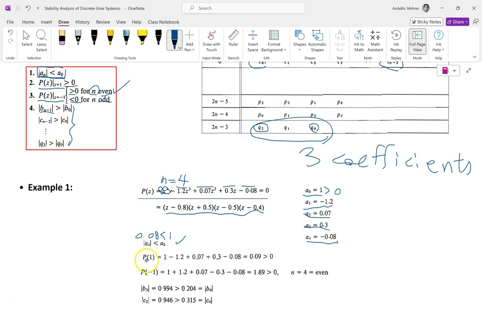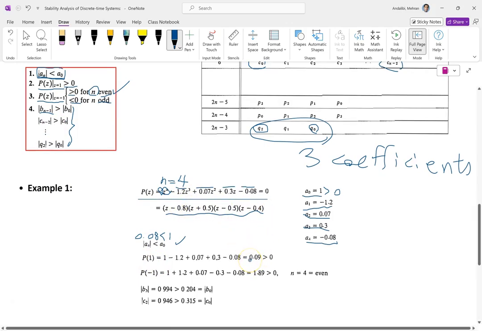So what about P at 1? If I plug in a 1 in this polynomial, clearly you see the value is going to be 0.09. Which is what? Bigger than 0. So condition 2 is also what? Satisfied. Then I plug in P of negative 1 at Z of negative 1.